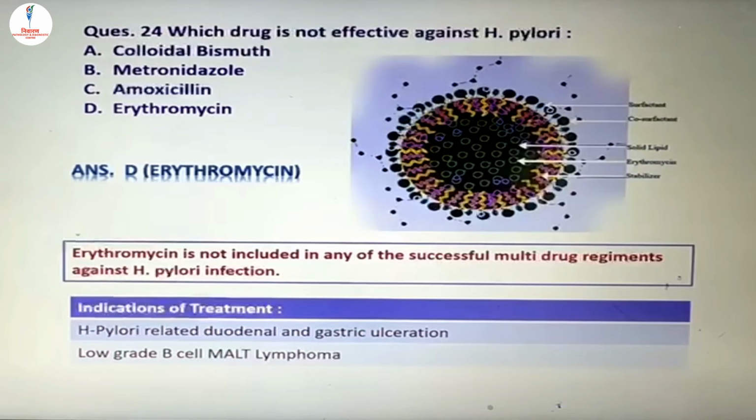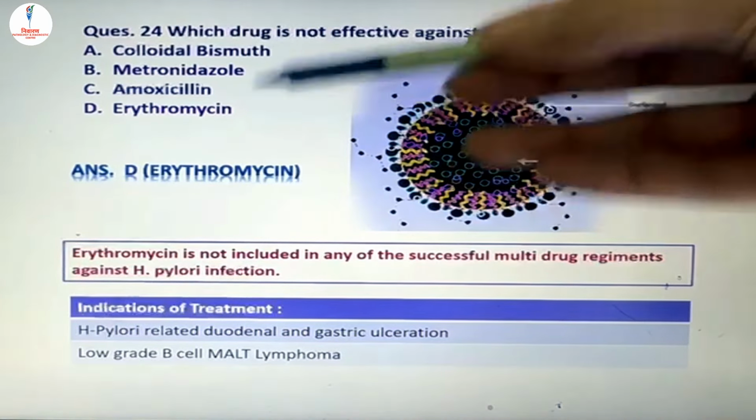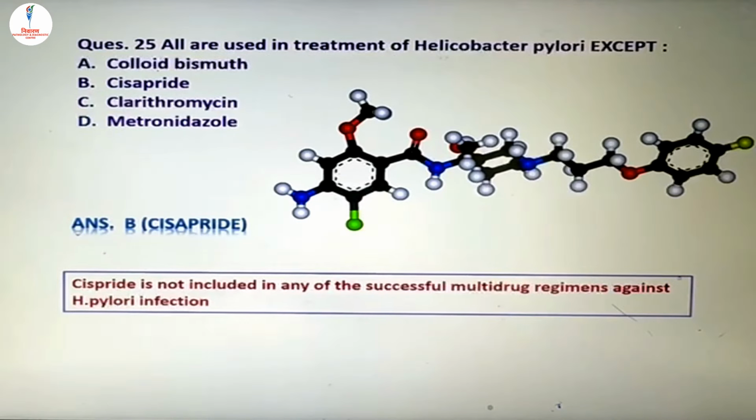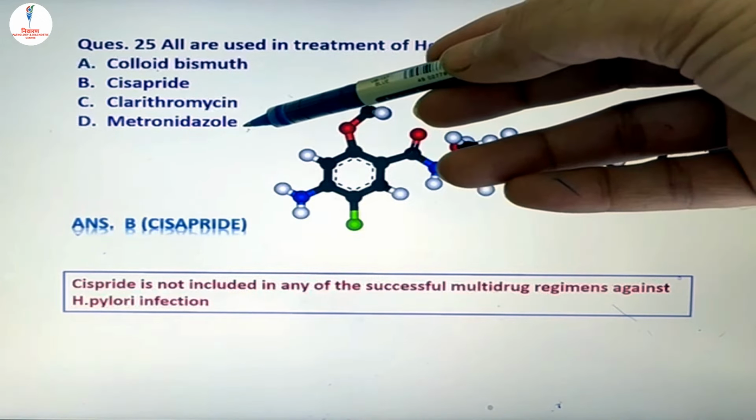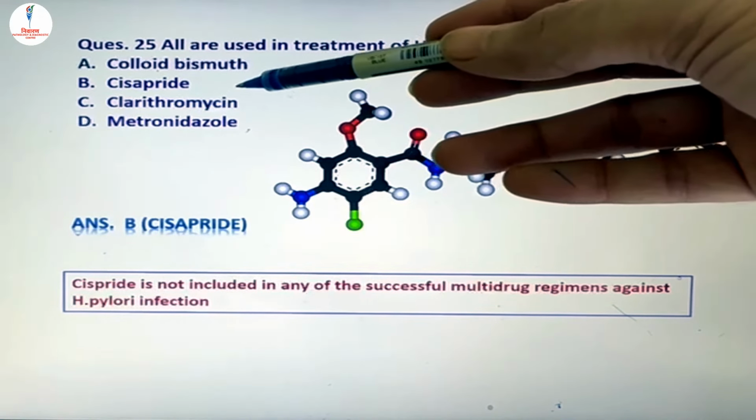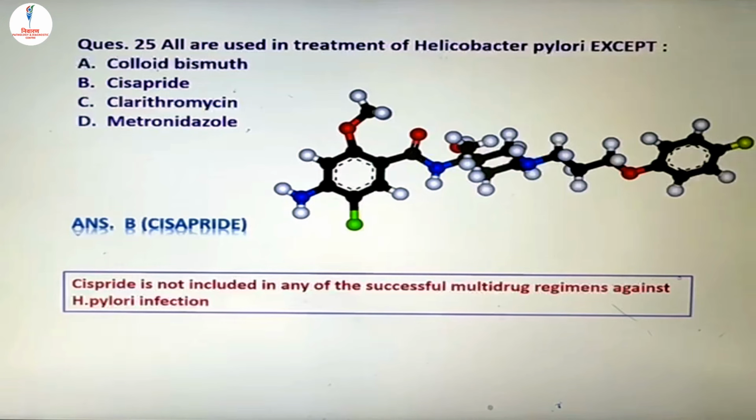Next question. Which drug is not effective against H. pylori? We have already discussed that in H. pylori we use metronidazole, amoxicillin, clarithromycin and bismuth. So not used is erythromycin. Next question. All are used in treatment of H. pylori except: bismuth, yes; clarithromycin, yes; metronidazole, yes; cisapride, no. Cisapride is used to treat gastric motility disorder, not for the eradication of H. pylori.